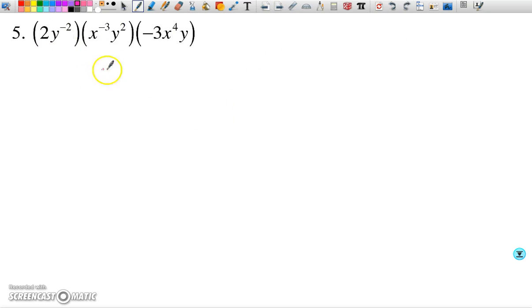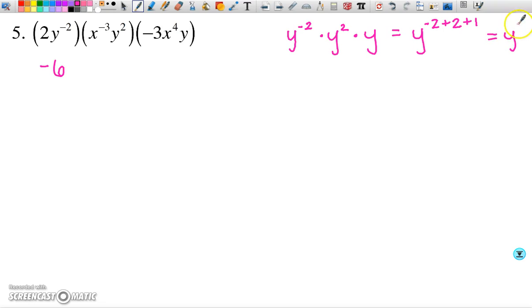Okay, number 5, same thing, just now we have some negative exponents. So what I'm going to do first is multiply the number, so we get negative 6. Then we have y to the negative second times y to the second times y. Well, that just means we're taking y and taking negative 2 plus 1, which gives us y to the first power, so that's just y.